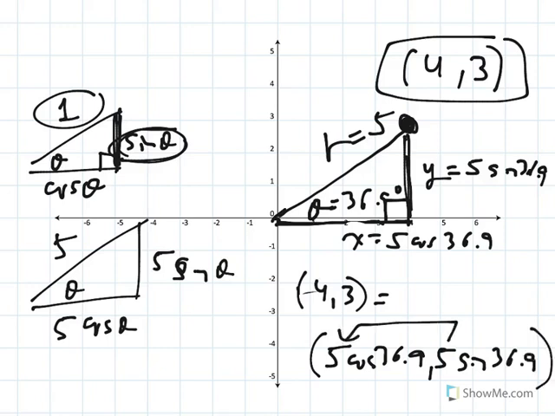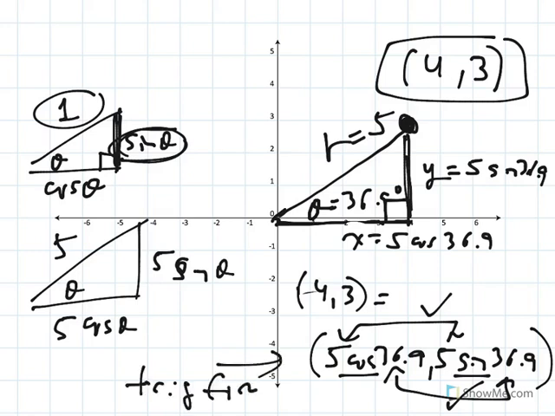Notice that these two numbers match, and these two numbers match, and there's a cosine for the x and a sine for the y, and we're going to call this trigonometric form. Now at this point, trigonometric form is just a complicated way of saying (4, 3), but it is going to have a purpose coming soon.